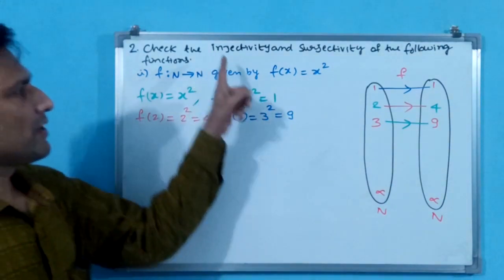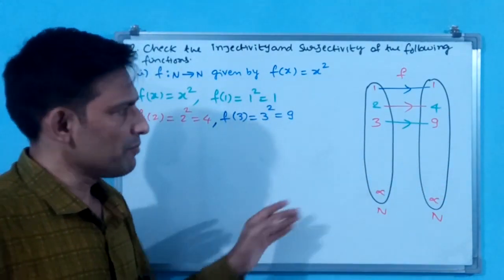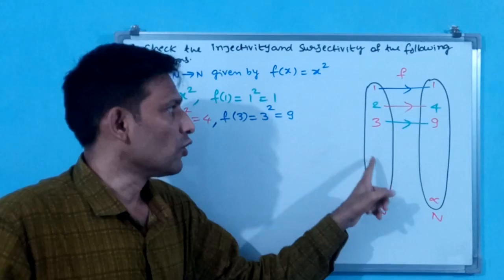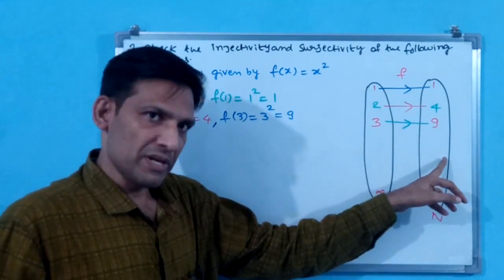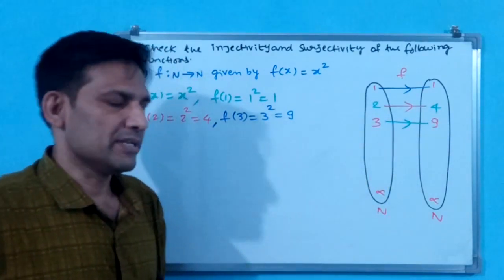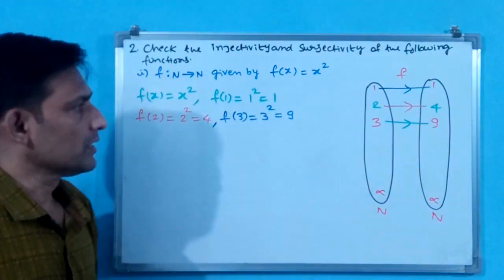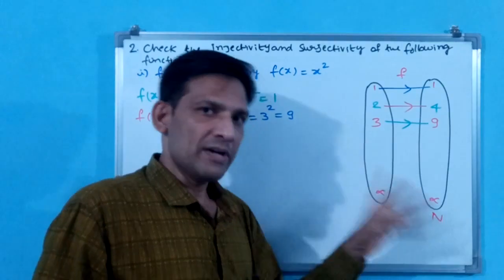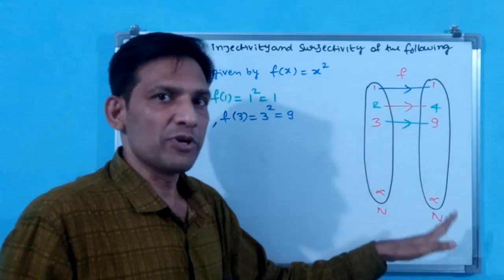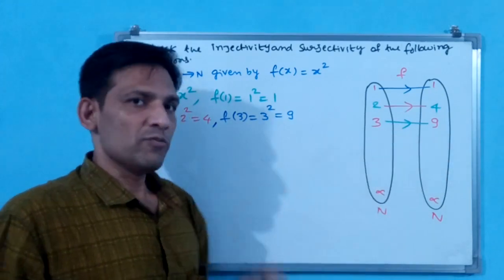See, for injectivity, one-one function should be there. One-one means from this side you may find that one only. From that side we will see whether 9 is having 2 pre-images. See, here 9 is the image, 3 is the pre-image, 4 is the image, 2 is the pre-image. For having injectivity, the image should have only one pre-image, one-one, or else it is going to become many-one. Many-one means not injective.